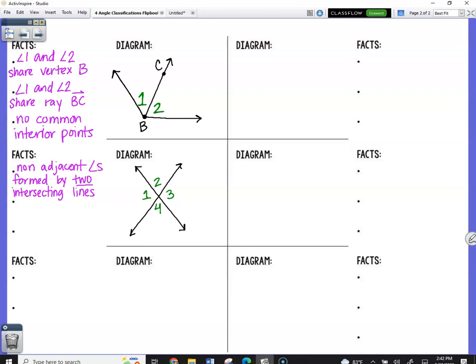Now we're going to name them. So what are the vertical angle pairs? By the way, I abbreviate angle with the symbol of an angle. Here are the vertical angle pairs. You with me? The vertical angle pairs are 1 and 3, 2 and 4.